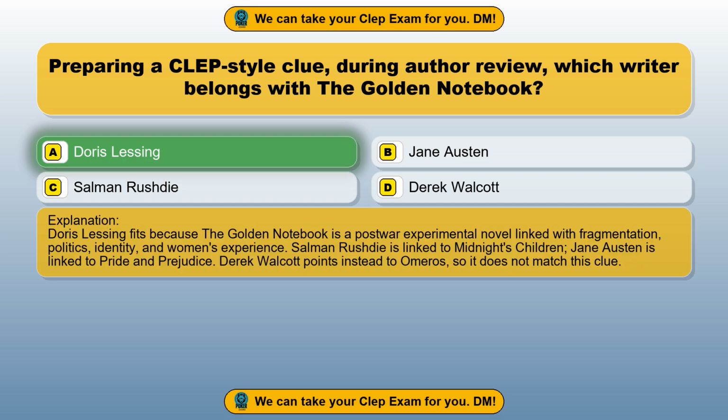Doris Lessing fits because The Golden Notebook is a post-war experimental novel linked with fragmentation, politics, identity, and women's experience. Salman Rushdie is linked to Midnight's Children, Jane Austen is linked to Pride and Prejudice. Derek Walcott points instead to Omeros, so it does not match this clue.